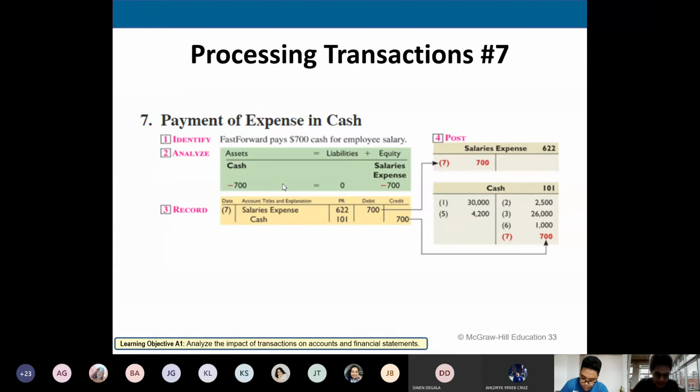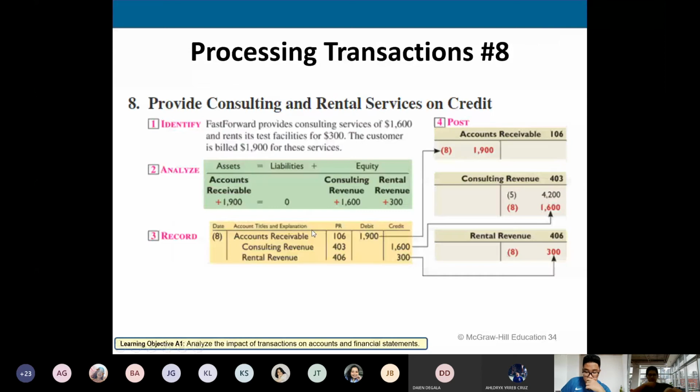Manggagaling sa'yo sa analysis mo. Okay? So please be careful. Please be careful in the analysis. Okay? When recording and posting transaction.